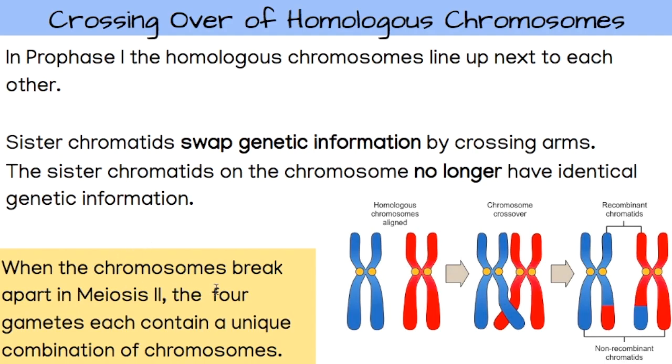When the chromosomes break apart in Meiosis II later, the 4 gametes each contain a unique combination of chromosomes. Again, that is why the 4 resulting cells from meiosis are not identical to the original, and it's also why you're not identical to your siblings or your parents.